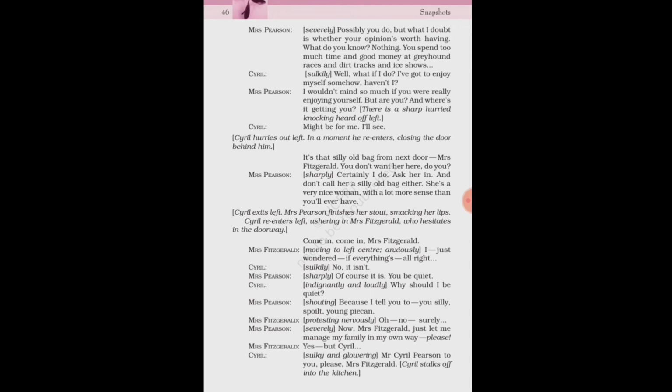It's that silly old bag from next door, Mrs. Fitzgerald. You don't want her here, do you? Mrs. Pearson, sharply: Certainly I do. Ask her in. And don't call her silly old bag either. She's a very nice woman with a lot more sense than you'll ever have.